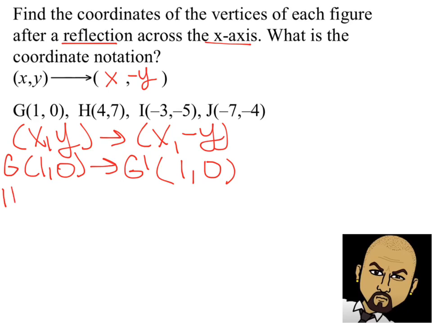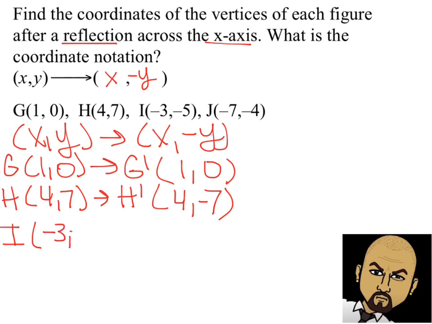Let's go ahead and do the next vertex, which is vertex H. We have the ordered pair (4, 7). So in H prime, a reflection across the x-axis, the x value is going to stay the same. So originally it was 4 in the pre-image, and the image is going to stay 4. The y value was 7 on the pre-image, but because we're reflecting, it's going to become the opposite, so it's going to become -7. All right, be careful. The -y does not mean that y is going to be negative, because sometimes it can be positive. It's going to become the opposite.